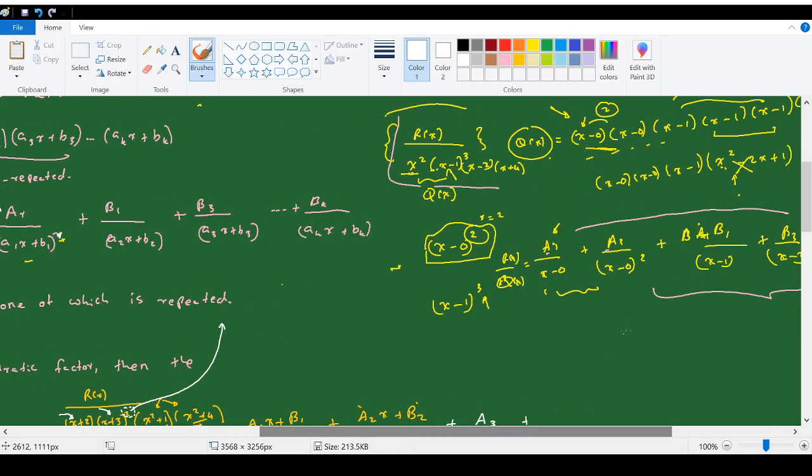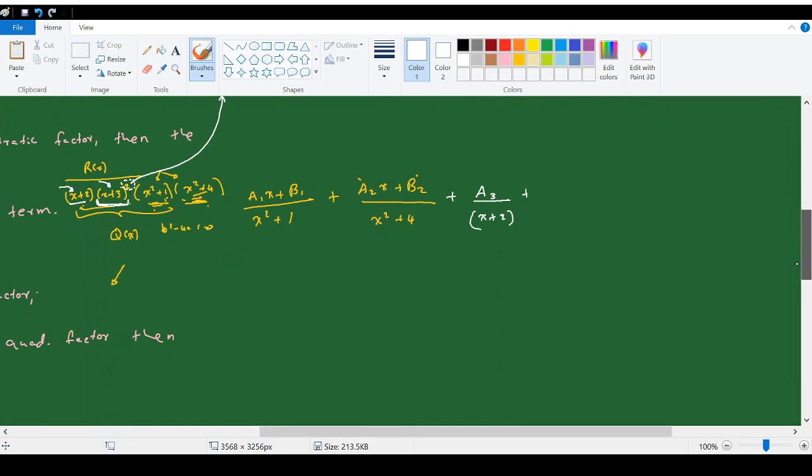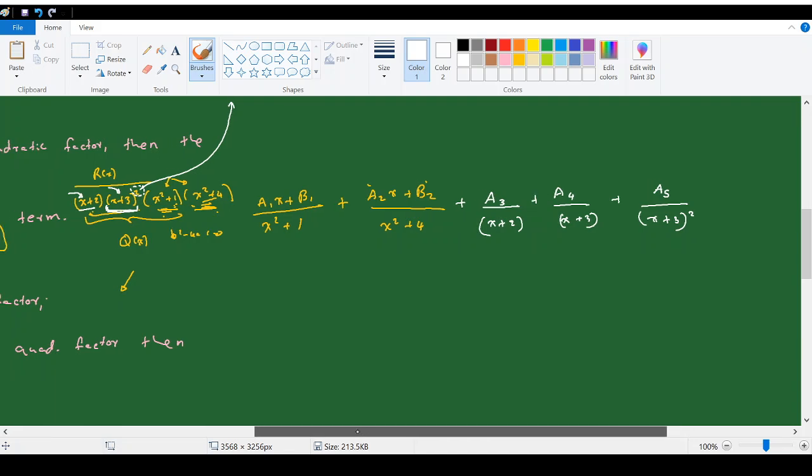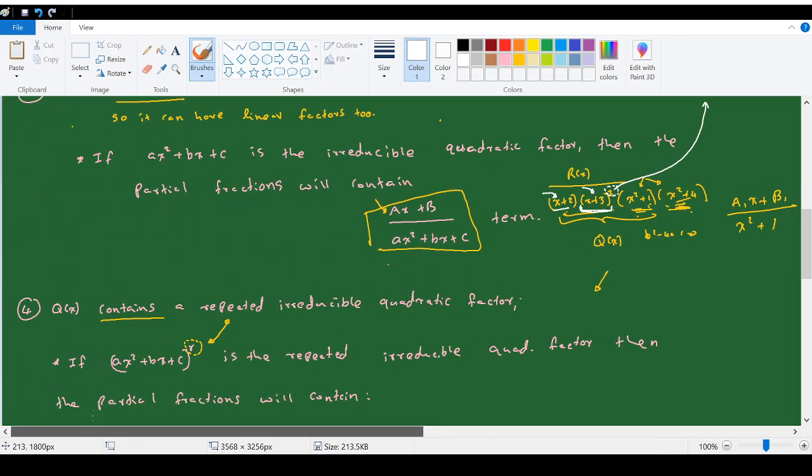Okay, so in our example, since this is repeated twice, we write x plus 3 and x plus 3 squared, and we just allocate numbers in the numerator, right?